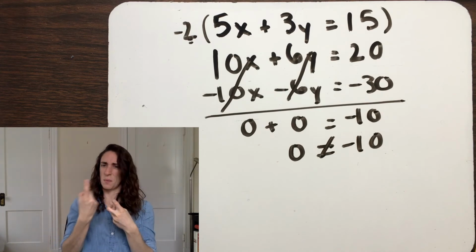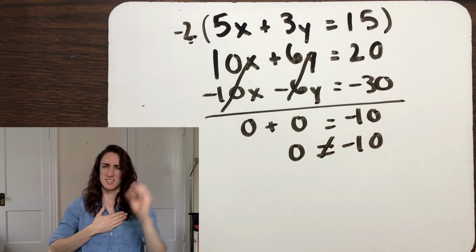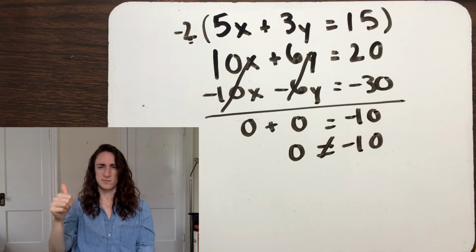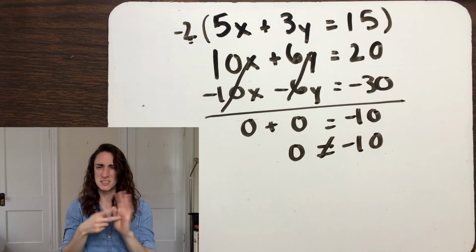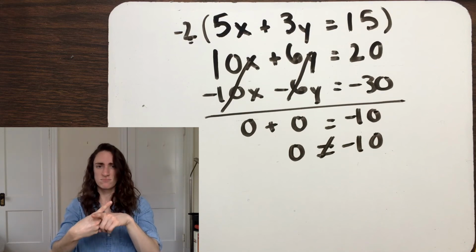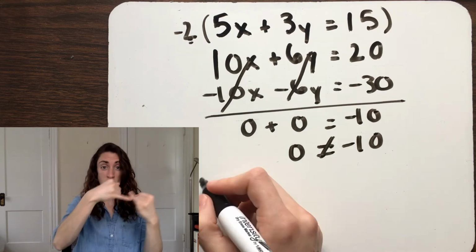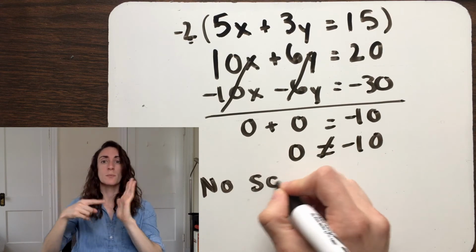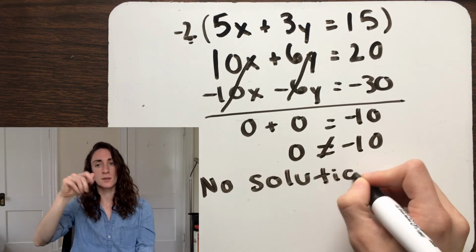So something kind of weird happened. We got 0 equals negative 10, which of course is not true. Remember, we're looking for the place where these two lines intersect, but 0 equals negative 10 isn't true. What this means is that these lines never intersect. They're parallel lines, so there's no solution to this system of equations.